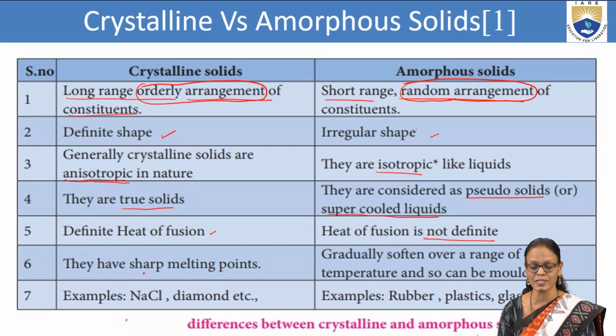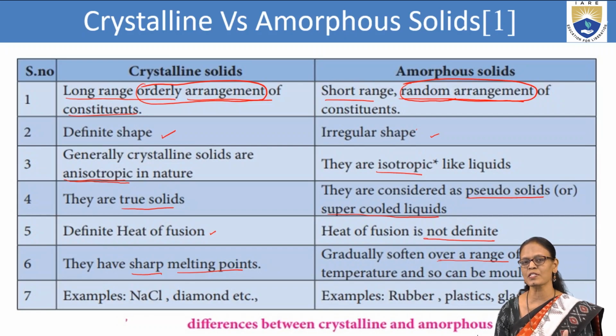The next one we are going to see is melting. Crystalline solids have a sharp melting point, and here it will vary over a range. In amorphous substances, the melting point is not sharp. There is a particular range at which it melts. So the heat of fusion and also the melting points are fixed and sharp for crystalline solids, whereas they are not definite for amorphous solids. And if you see the examples, sodium chloride and diamond are examples of crystalline solids, and rubber, glass, plastic, all these are examples of amorphous solids.